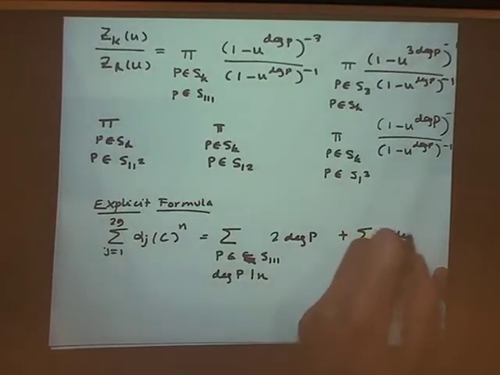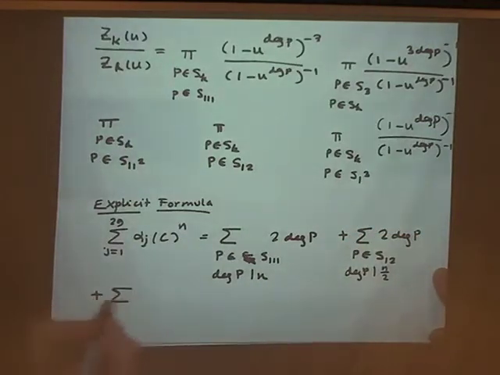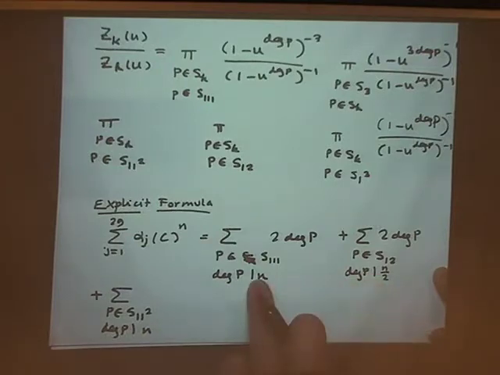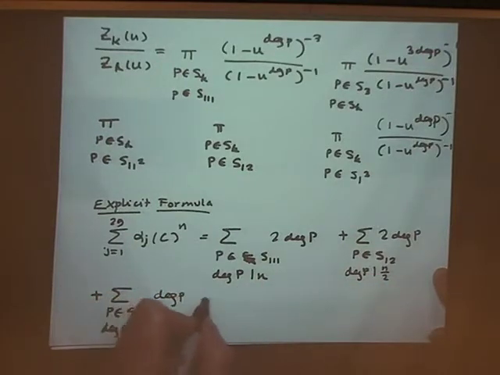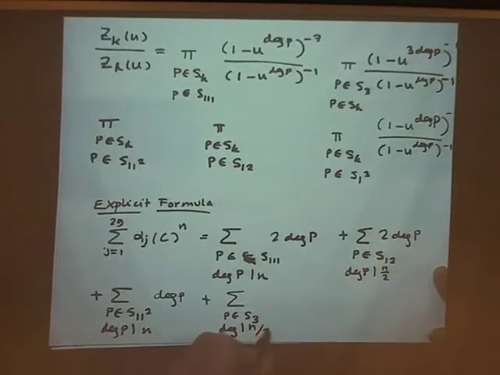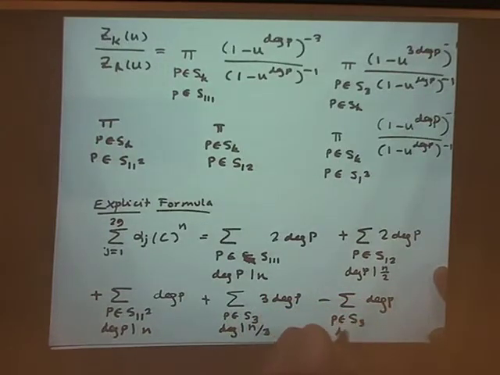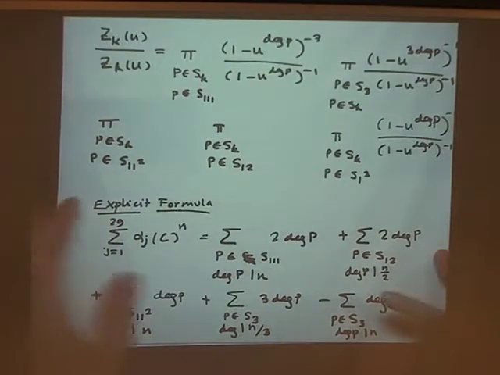I have 2 degree of p, and here I have a summation. So this is the 1, 1 squared, degree of p. I have to write the condition because they're not always the same. Of course, this condition and this condition would give different counts. Now for the primes which are in S3, I would have 2 terms. I have degree of p divides n over 3, and then I get 3 times the degree of p, and I would have minus degree of p. This is all simple manipulation. It's just case by case, so you have to treat every case.